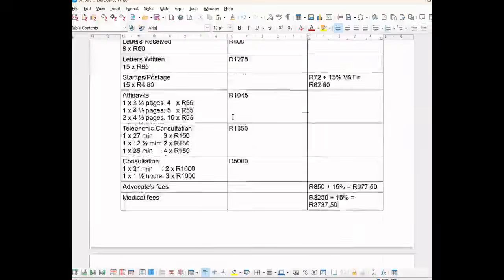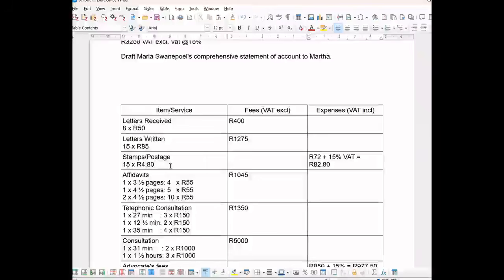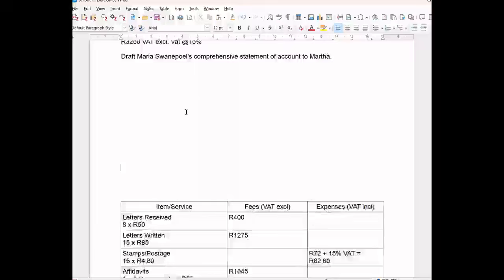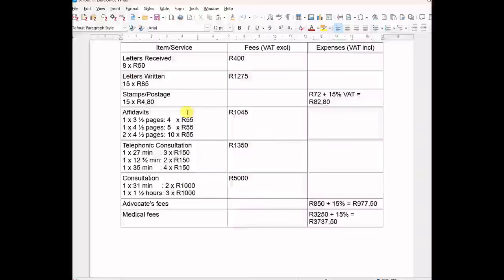Now we've got to work out our subtotals. Okay, so let's just remove that line. Let's make everything easier. Let me just move this onto a whole new page so we can have everything in one go. Okay, so what we've got to do now is, let's call this subtotal. So now we have to add up the entire fees column.